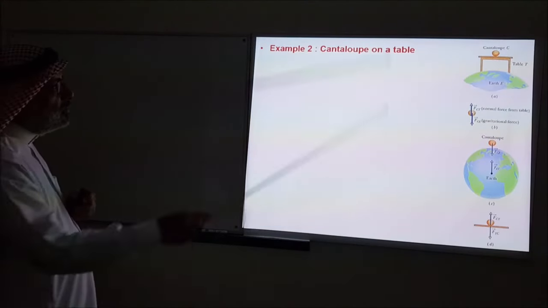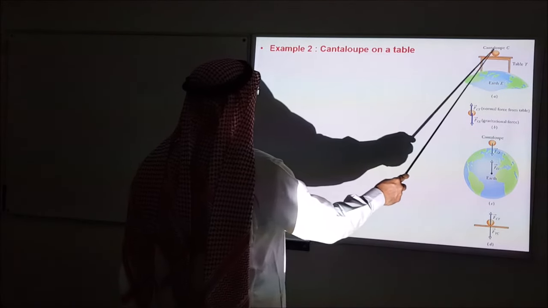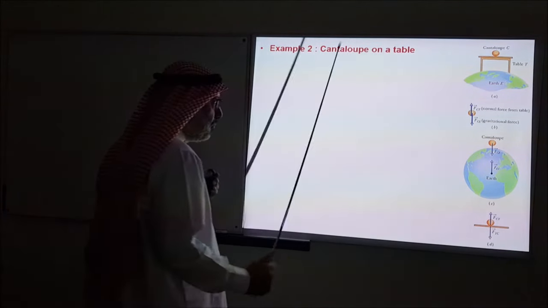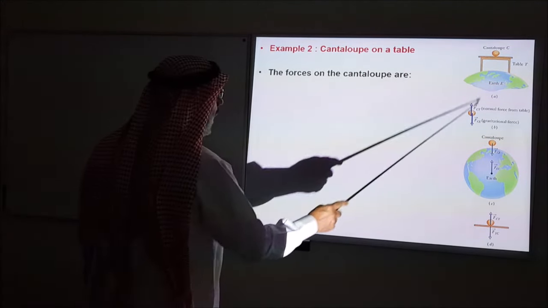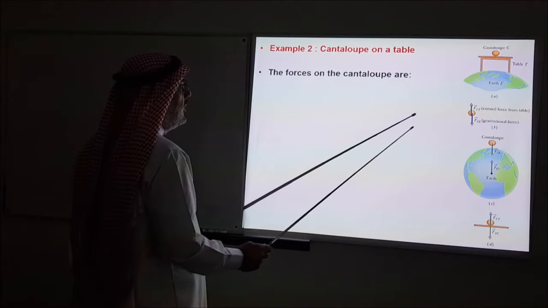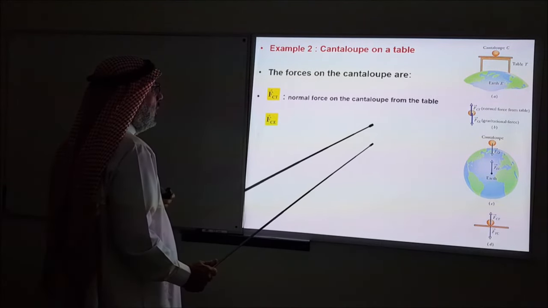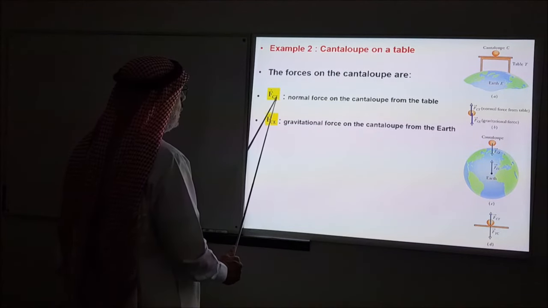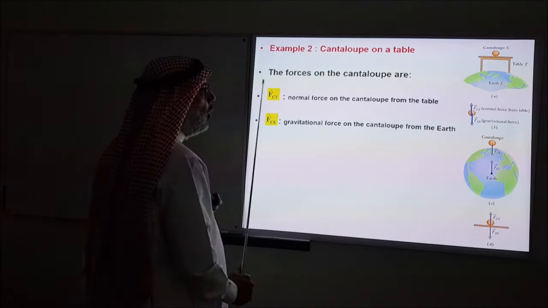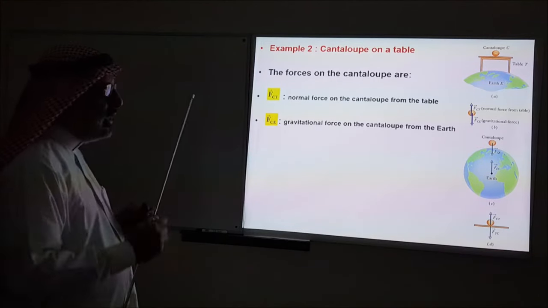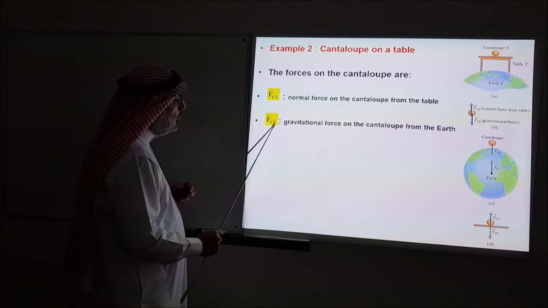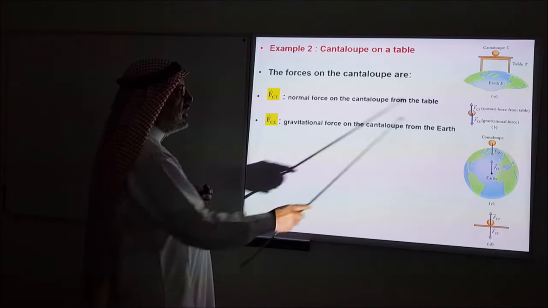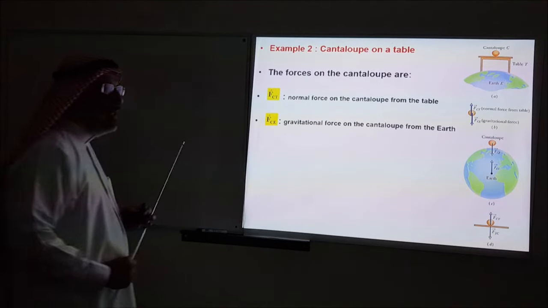Let's take another example, and that one is the one shown here, where we have a cantaloupe sitting on a table. Let's analyze the situation. The forces on the cantaloupe are, there are two forces acting on it. The first one is the FCT, which is the force on the cantaloupe due to the table, and that's basically the normal force that the table exerts on the cantaloupe. The second force is FCE, which is the force on the cantaloupe due to the earth, and that's the gravitational force on the cantaloupe from the earth.